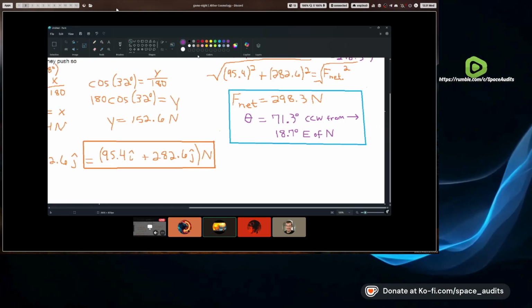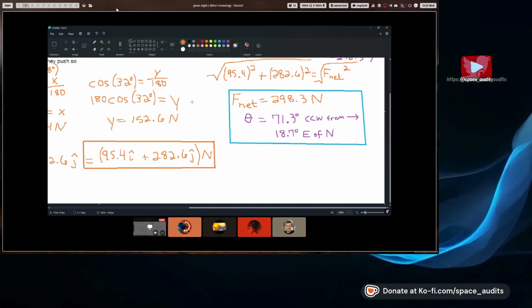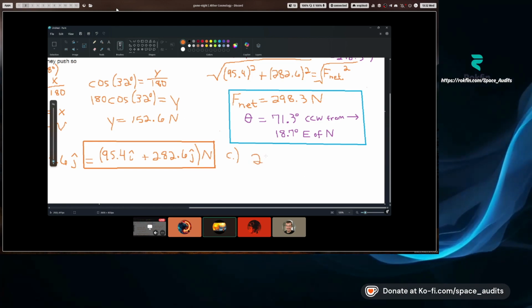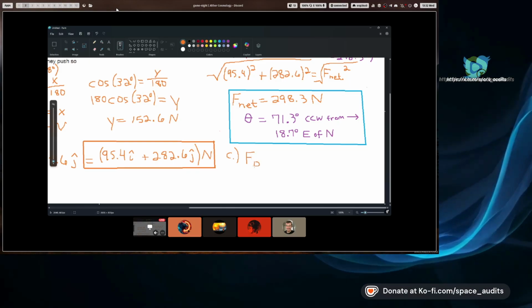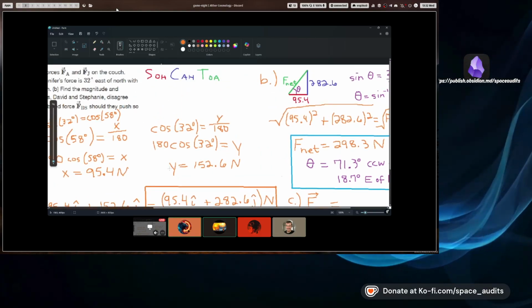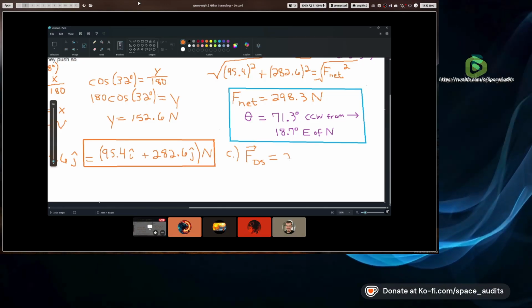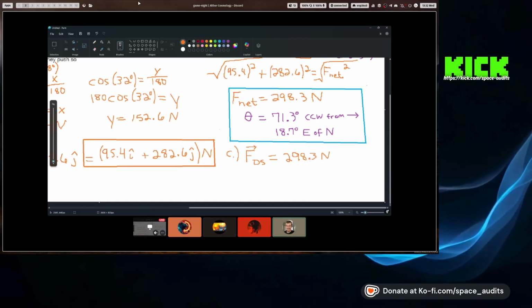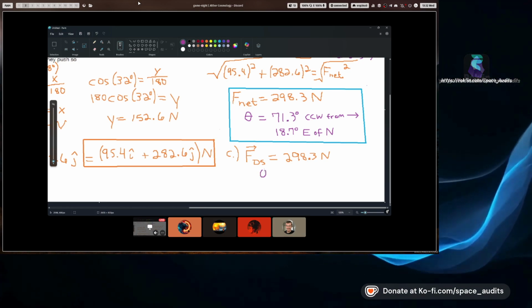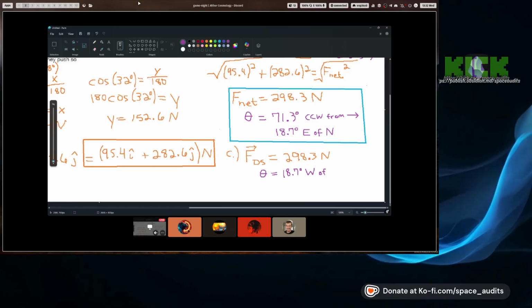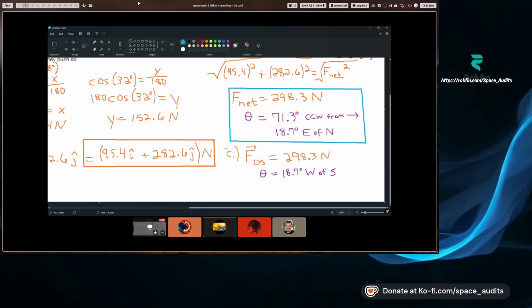Let me take C. The answer would be force equals 298.3 newtons, and then the theta angle would be 18.7 degrees west of south. Okay, so now let's go check our answers since we've done this. Let's see if the math is math in here.